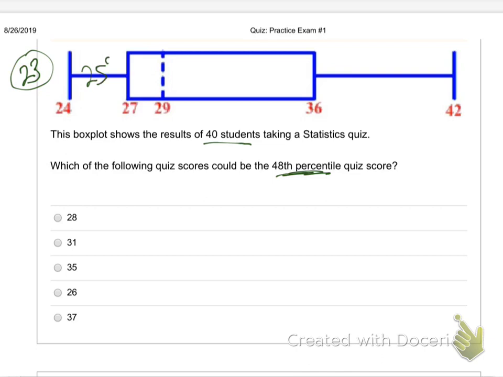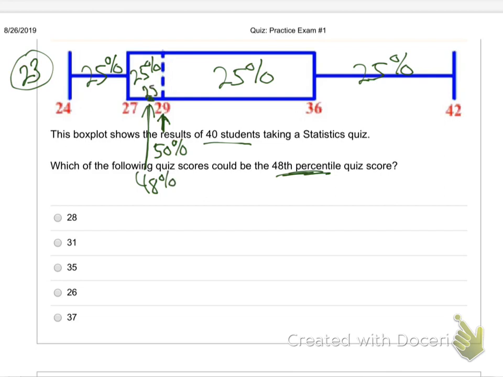there's 25, it's a box plot, so 25% of all the quiz scores are in this section, 25% of all the quiz scores in that section, and 25% of all the quiz scores in that section. So the 48th percentile, what's this mark? This is going to be the 50% mark, isn't it, right here? Because that's halfway through the data. So the 48% is going to be something just below that, just below 29, something like 28. There we go, 28. It's got to be just below 29 because it's just below 50%.